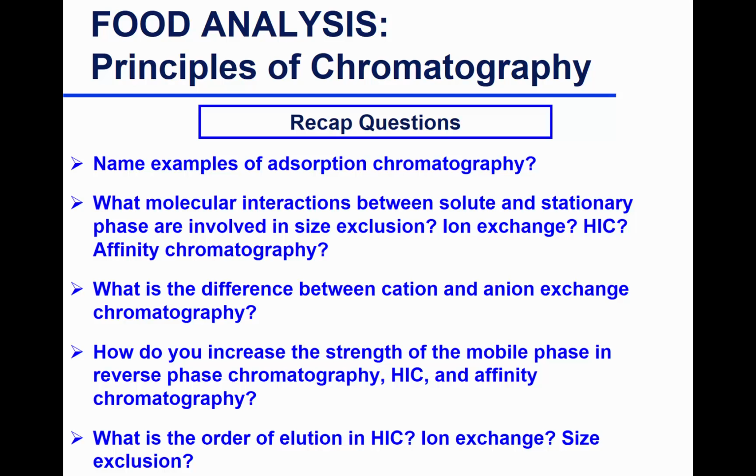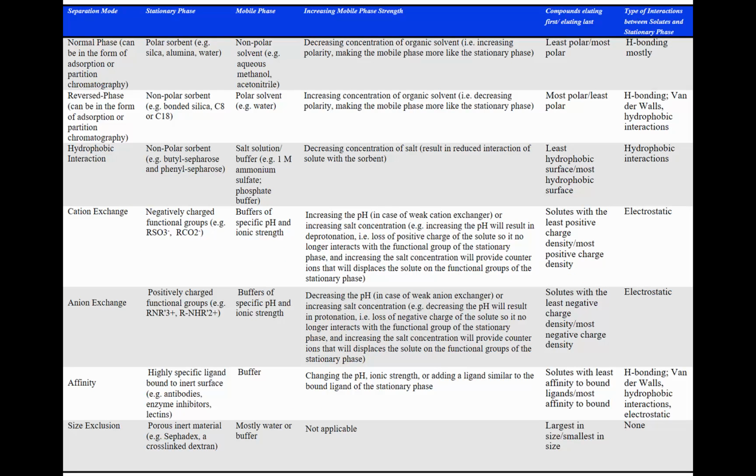Yes. Okay. Very good. So the smallest one will have access to all the pores within your particles in the column. The large one will not have access to the pores, so they will move with the mobile phase between the particles and elute. Okay, very good. So review these concepts, review this table. It gives you a very good idea about the different types. Like I said last time, it's a great summary for chromatography in general.